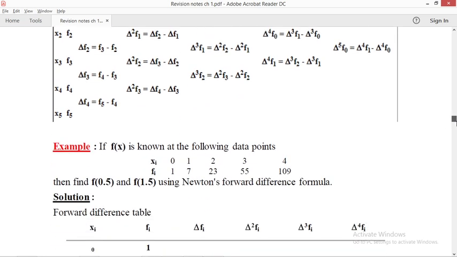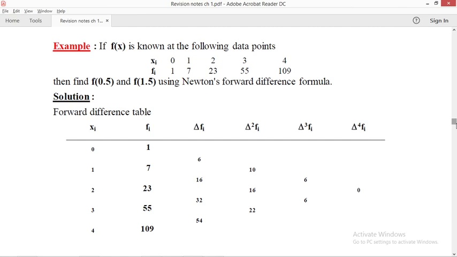Let's have a look at an example. These are the values of xi and these are the values of fi. We have to find f of 0.5 and f of 1.5. f of 0.5 will be lying between 0 and 1. f of 1.5 will be lying between 1 and 2. So whenever you get the answer, you will know that the answer of f of 0.5 will not exceed 7. So here you can check yourself whether you are doing the question correctly or not. Similarly, for f of 1.5, it will not exceed the value 23.